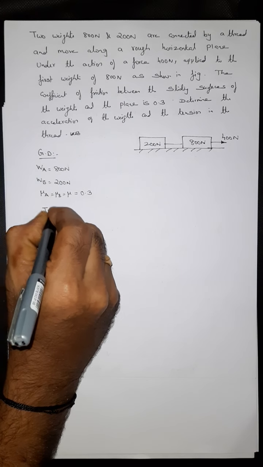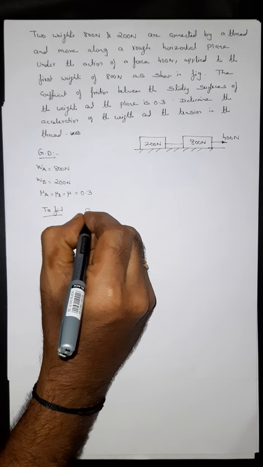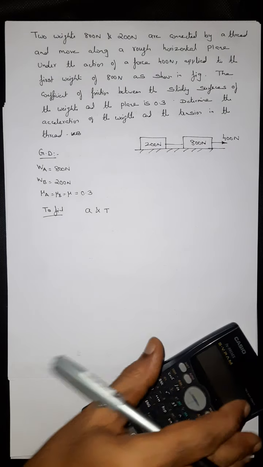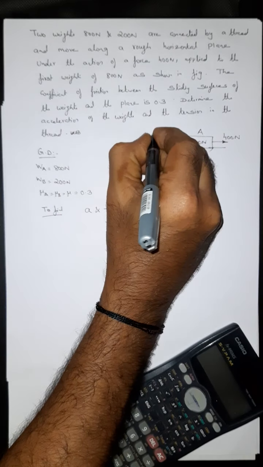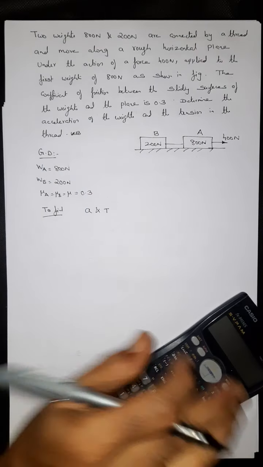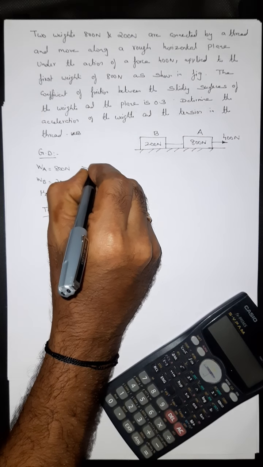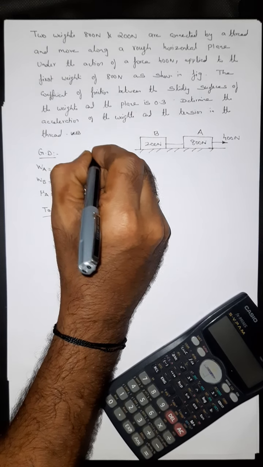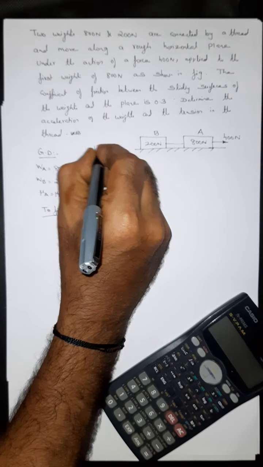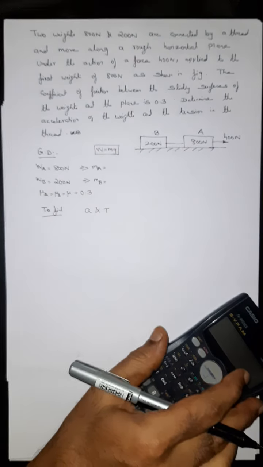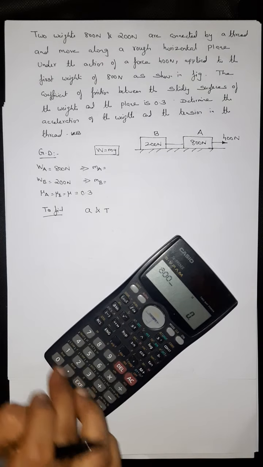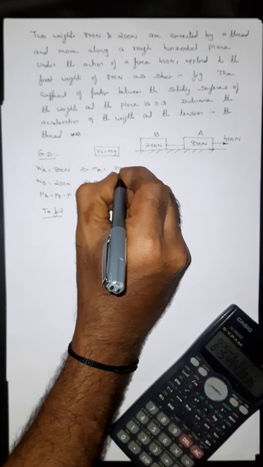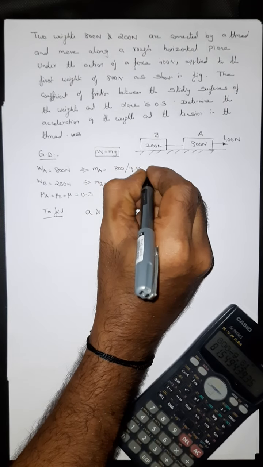So to find acceleration and tension, let me consider this as A and this as B. Let me convert this into mass. W is equal to mg. Therefore, m is equal to W by g. 800 divided by 9.81.